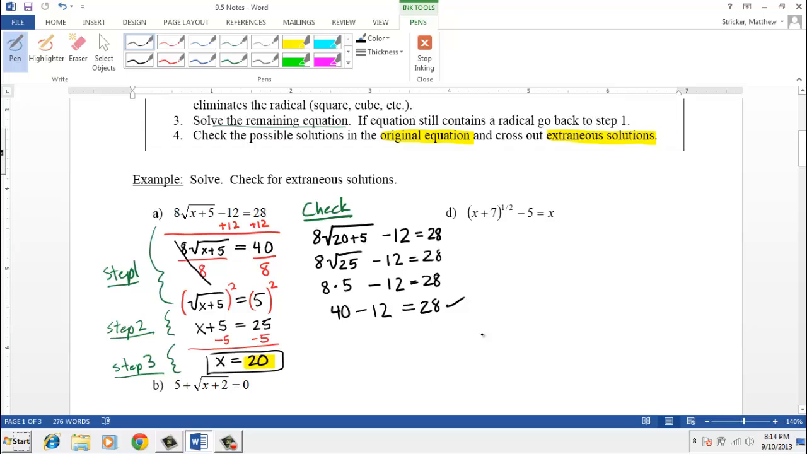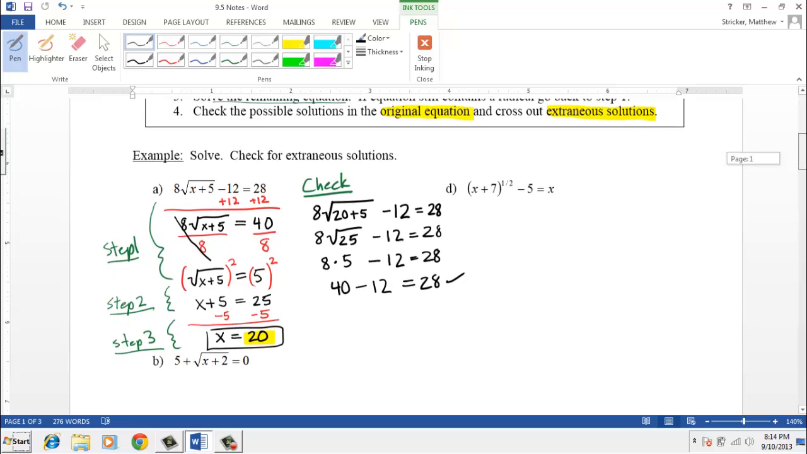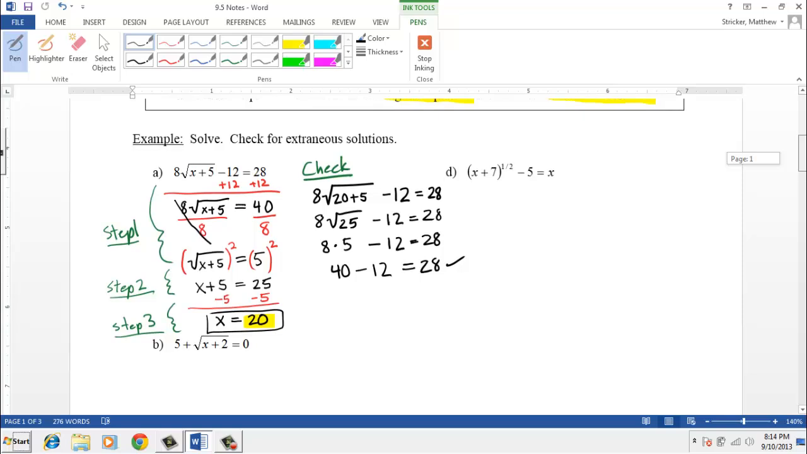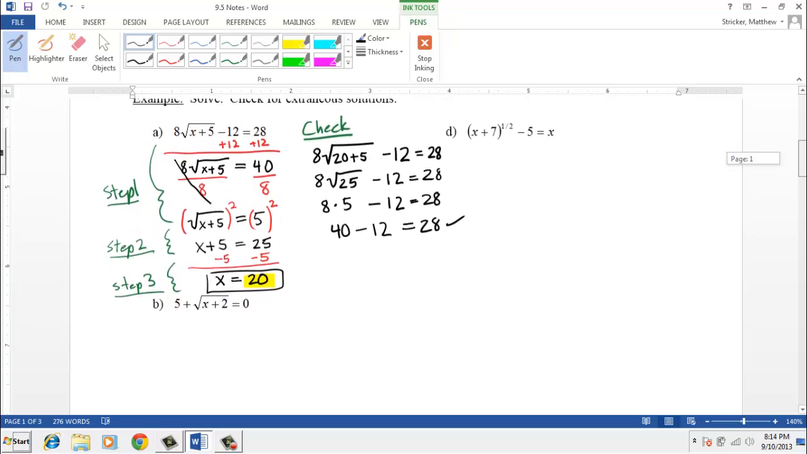Okay, so that's one of these. Now this one required a bit of simplifying to isolate. That was where most of the work was at. Let's take a look at another one. Example B here.